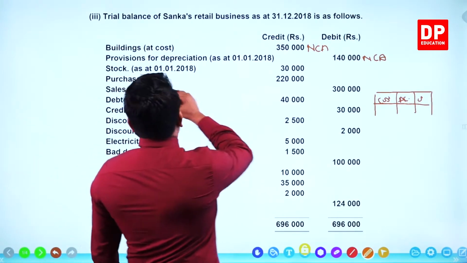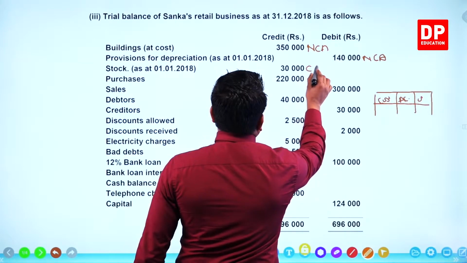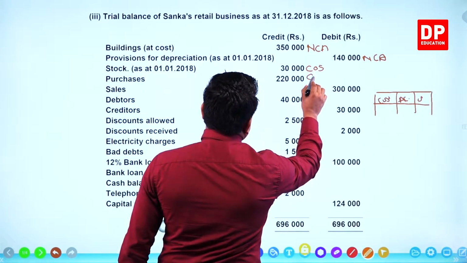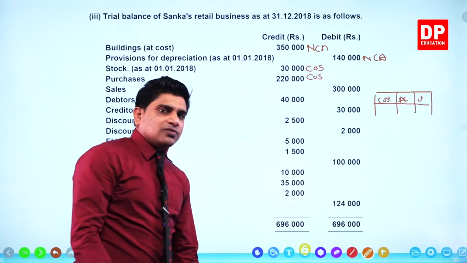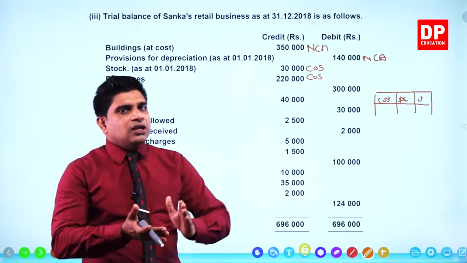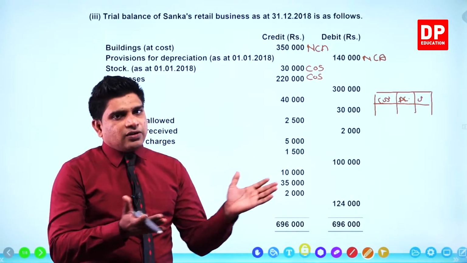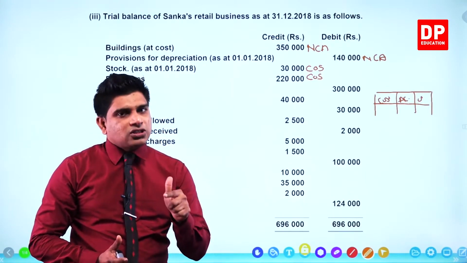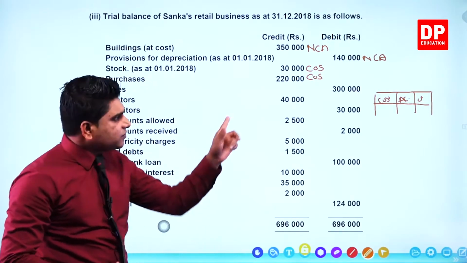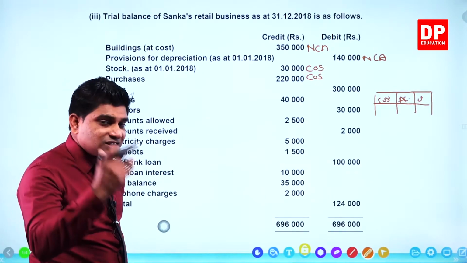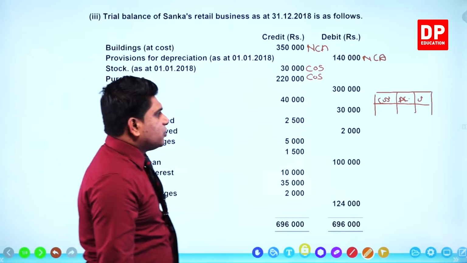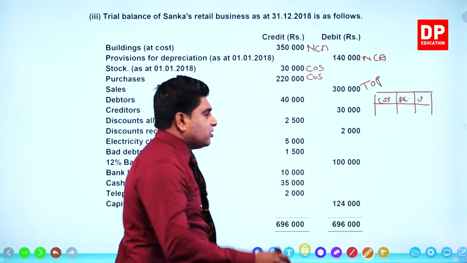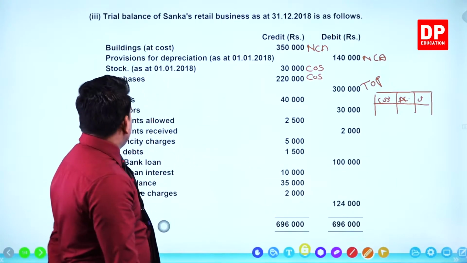You mark them. Opening stock is used to calculate cost of sales. Purchases also are used to calculate cost of sales: opening stock plus purchases, plus purchase related expenses. After adding everything, we subtract closing stock. Then you get the cost of sales. Sales, you mention at the top of the profit and loss statement.